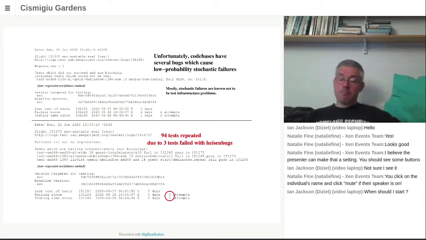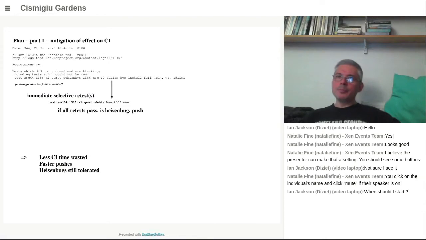So I have some plans to do something about this. The first plan is relatively straightforward, which is to mitigate the problem. It won't improve the code quality of the tree, but it will mitigate the resource wastage and the fact that we don't get pushes to master. I'm intending to retest only the failing tests immediately. That should be relatively quick because there won't be very many of them, and I'll give it a high priority.